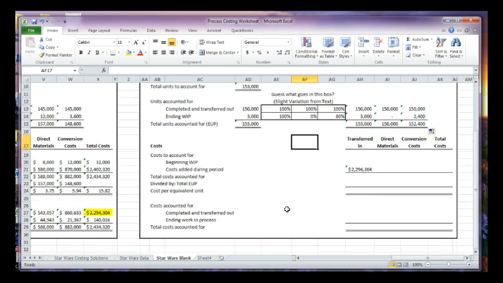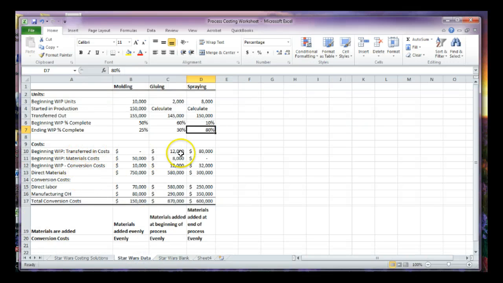Now I just have to add the costs, and I'm pretty much done after this, which is nice because this video is going a little bit long. All right, so we have cost to account for. We were looking for our beginning work in process. Comes right here, beginning work in process for transferred in is going to be 80,000.